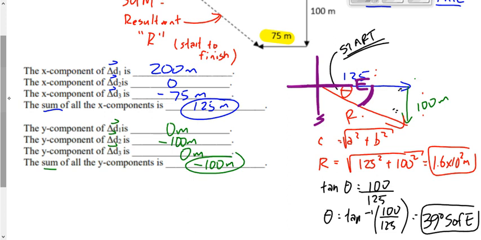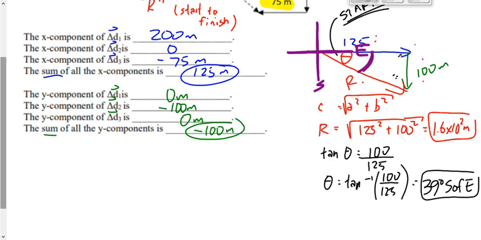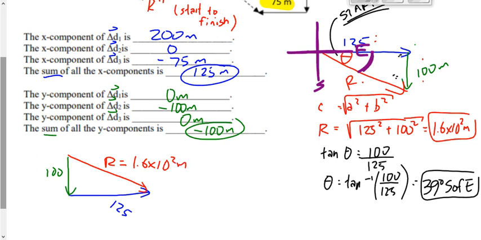Okay, I could have said, instead of 125 and 100, I could have said 100 and 125. Those are still drawn head to tail, right? Does that make sense? My resultant vector would have been this, and when I calculate that, I would have got it to be 1.6 times 10 to the 2. The only difference here is my angle would not have been 39 degrees. My angle would have been 51 degrees. How can that be right? Well, it's not 51 degrees south of east.